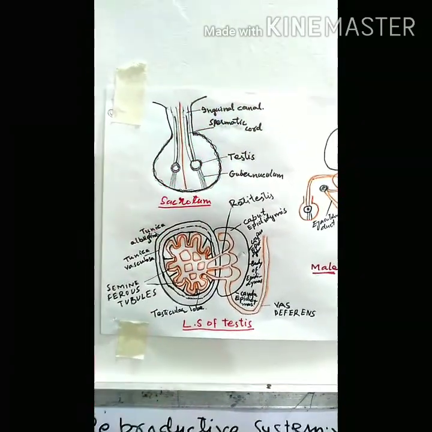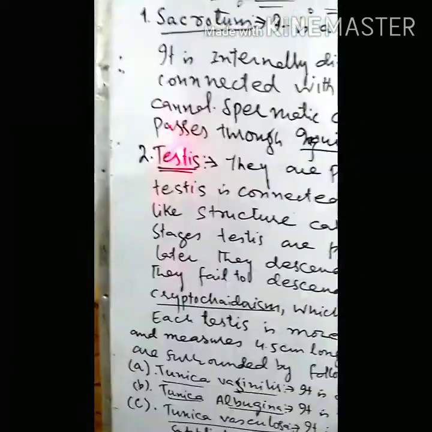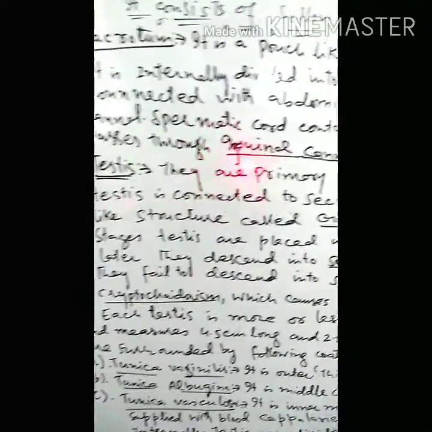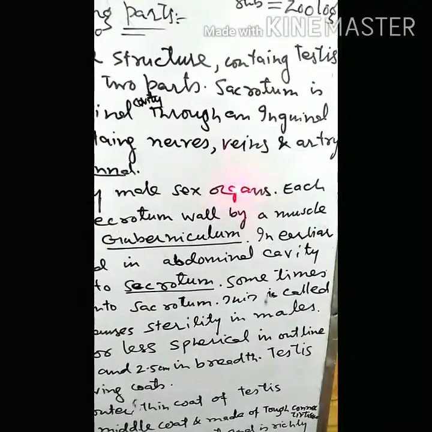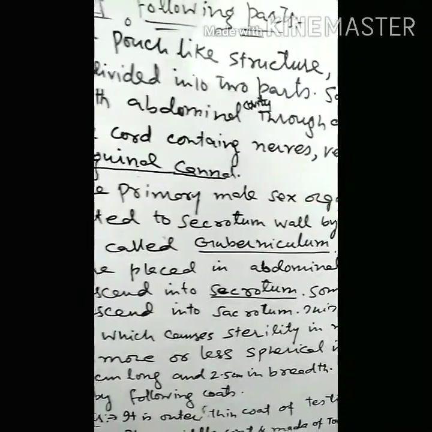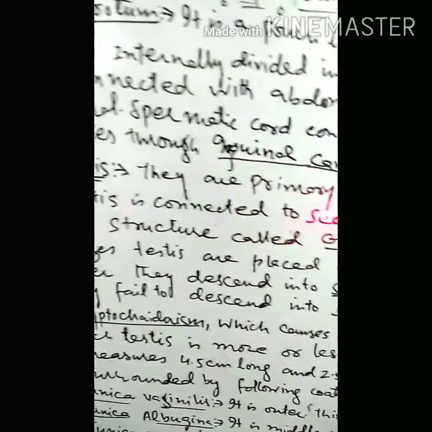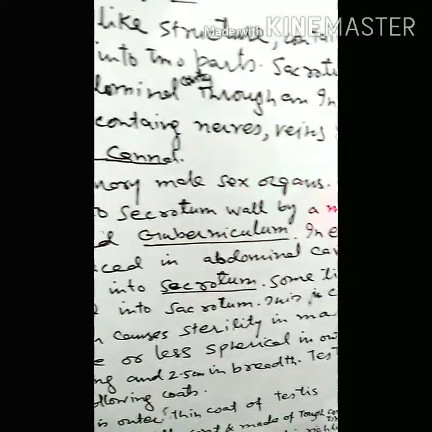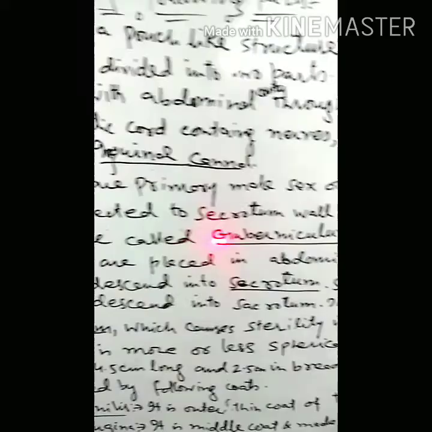Now we come to the testes, the second part of the male reproductive system. They are the primary male sex organs. Each testis is connected to the scrotum wall by a muscle-like structure called gubernaculum.